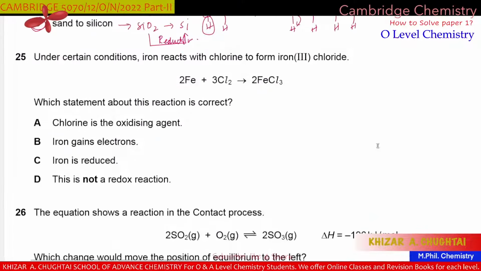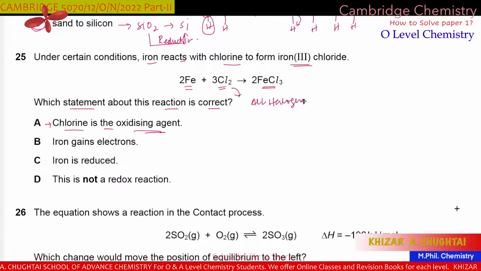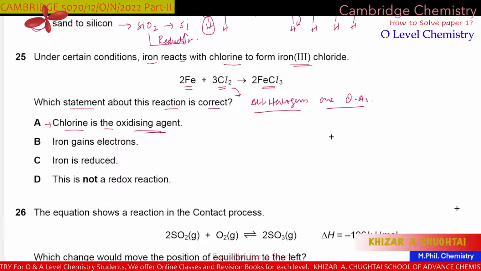Question number 25. Under certain conditions, iron reacts with chlorine to form iron 3 chloride. This is iron, Fe plus Cl2 goes to 2 mole of FeCl3. Which statement about this reaction is correct? Option A, chlorine is the oxidizing agent. All halogens are oxidizing agents, so it is true.